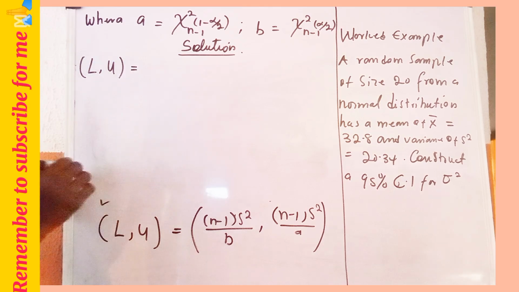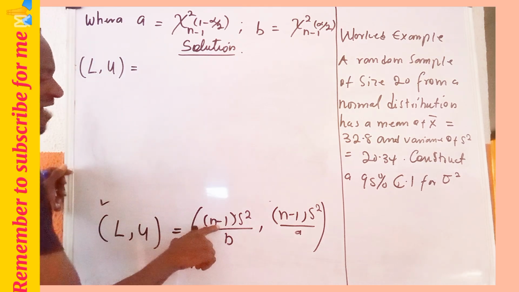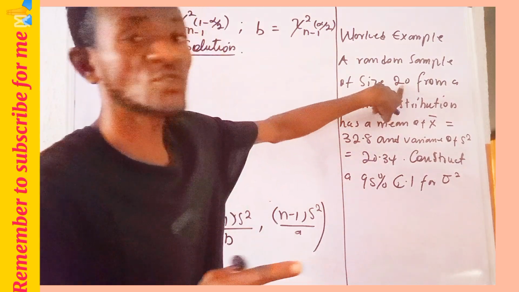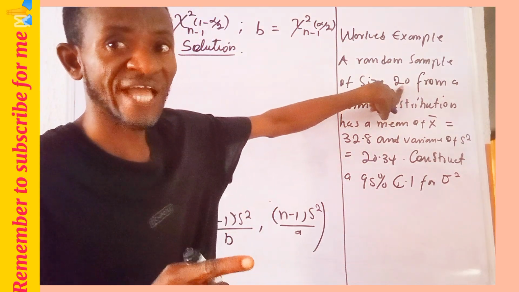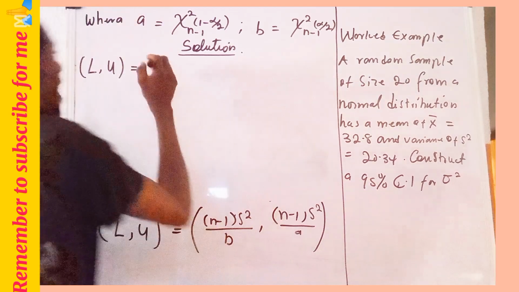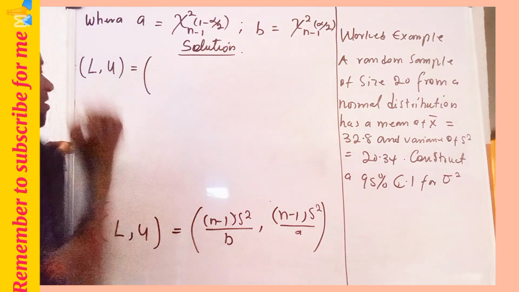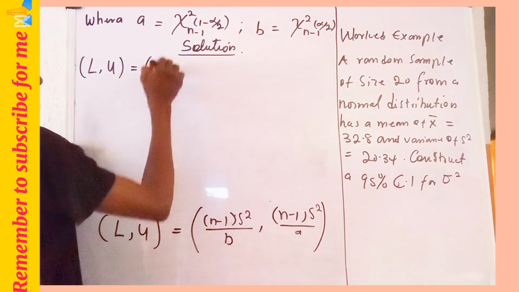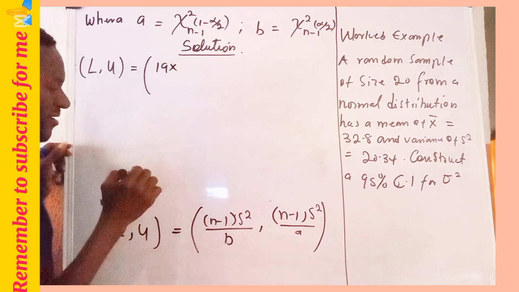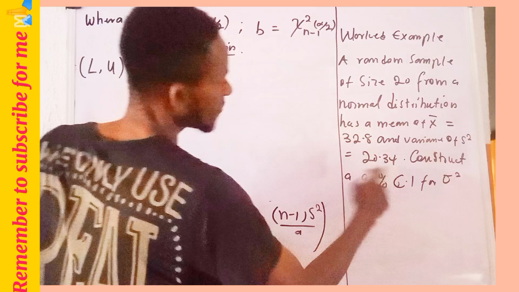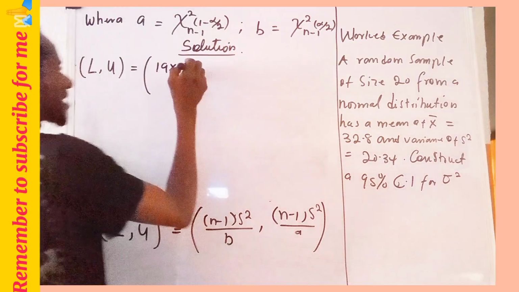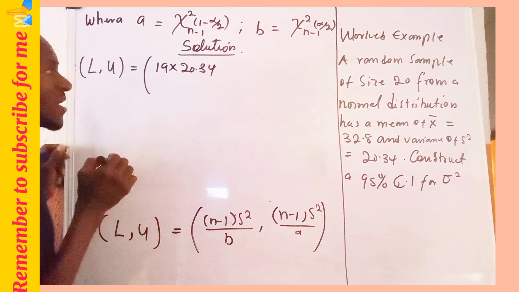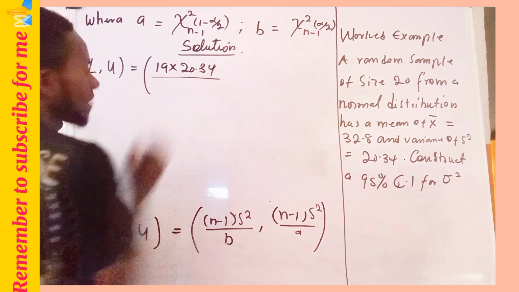This equals n minus 1. My n this time around is the sample size, 20. That's what they took. So I'll open a bracket, 20 minus 1 is 19. So I have 19 multiplied by s squared, which is given in the question to be 20.34. Then I will say all over.